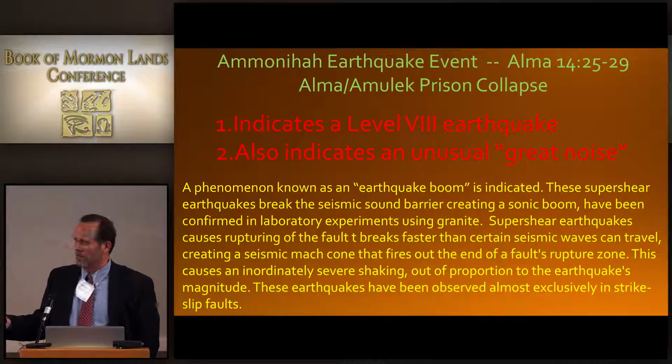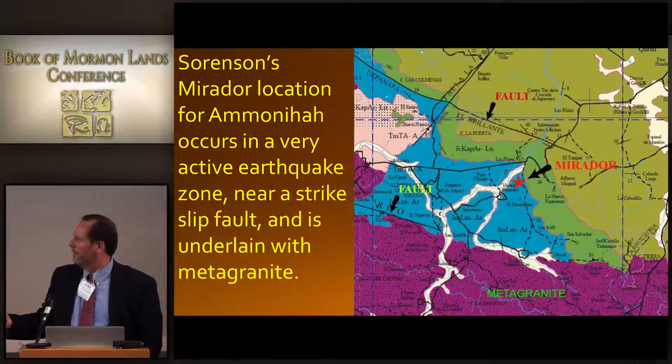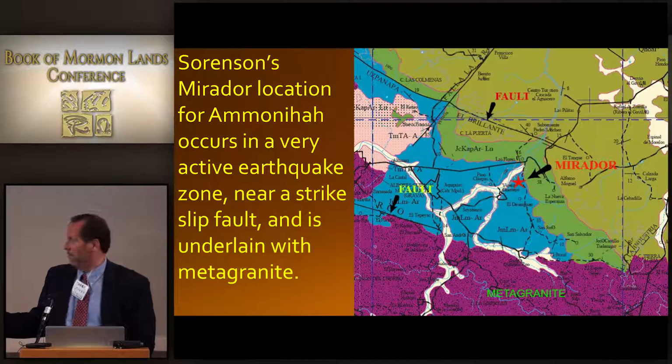So I said, okay, laying in the parameters of what Sorensen had, it had to be in a strike-slip zone. It does. It was supposed to be underlain by granite. Actually, there is a metagranite under here, so that extends underneath. So you actually have the conditions where supershear could occur there.